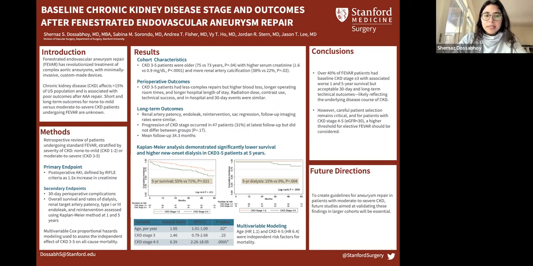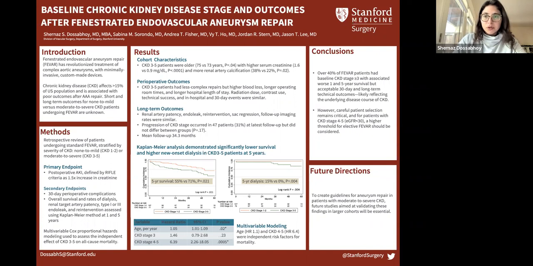Our secondary endpoints included 30-day perioperative complications, as well as overall survival, rates of dialysis, renal target artery patency, type 1 or 3 endoleak, and reintervention assessed using Kaplan-Meier method at 1 and 5 years. We also performed multivariable Cox proportional hazards modeling, and that was used to assess the independent effect of CKD stage 3 to 5 on all-cause mortality.